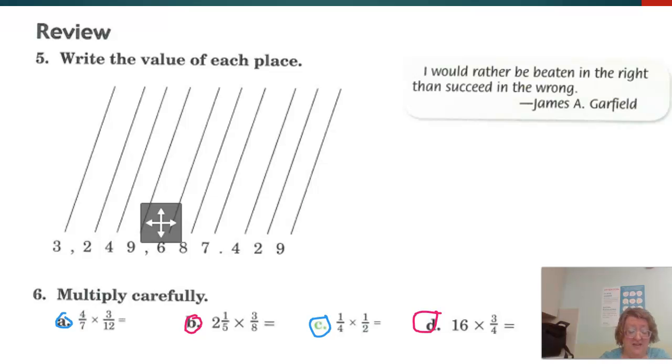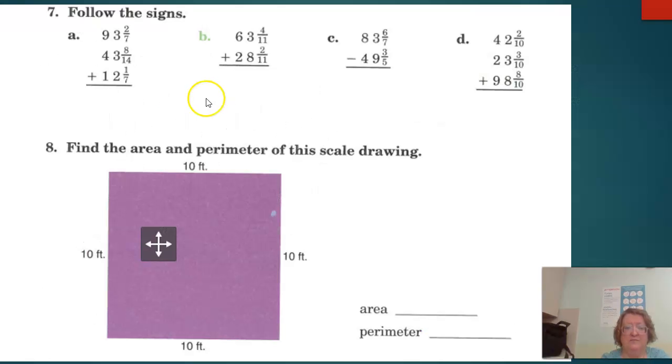For letter A, our answer should have been 1/7. For B, 33/40. For C, 1/8. D, 12. And E, 6,102.